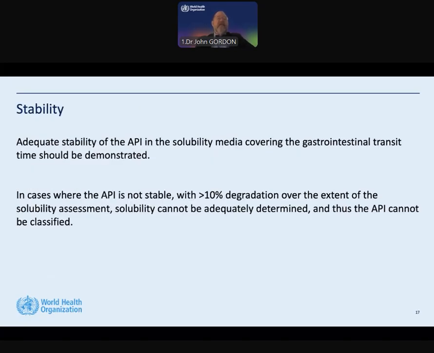The guideline does talk about stability too, and how stability is important in terms of assessing the solubility of an API. So adequate stability of the API and the solubility media covering the GI transit time should be demonstrated according to the guideline. So if the API is not stable, that means if there's more than 10% degradation of the API over the extent of the solubility experiment, then solubility cannot be adequately determined. In that case, you can't actually properly classify an API within the BCS. So stability of the API is an important consideration.